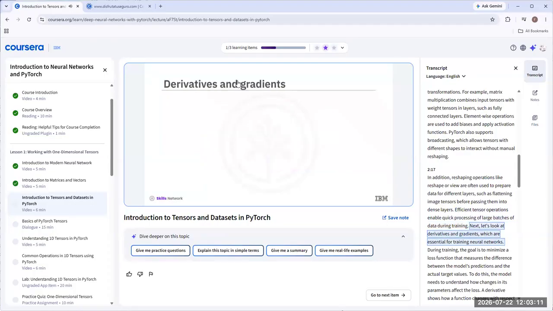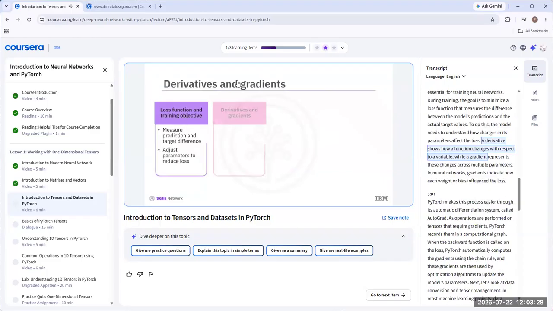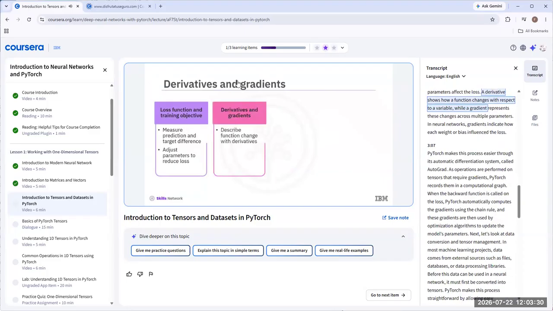Next, let's look at derivatives and gradients, which are essential for training neural networks. During training, the goal is to minimize a loss function that measures the difference between the model's predictions and the actual target values. To do this, the model needs to understand how changes in its parameters affect the loss. A derivative shows how a function changes with respect to a variable, while a gradient represents these changes across multiple parameters. In neural networks, gradients indicate how each weight or bias influences the loss.